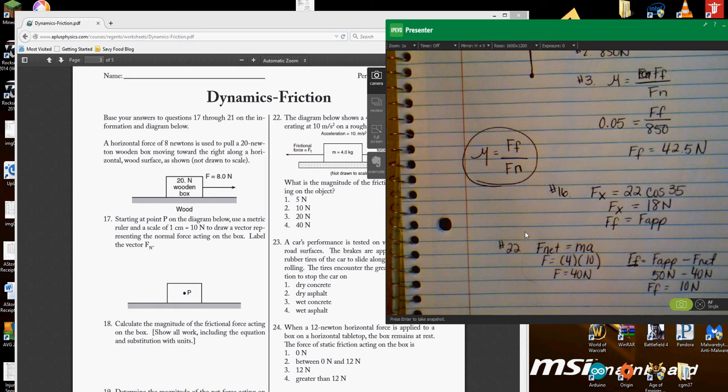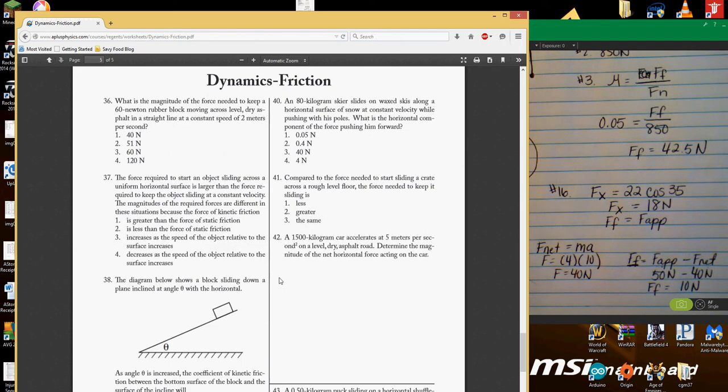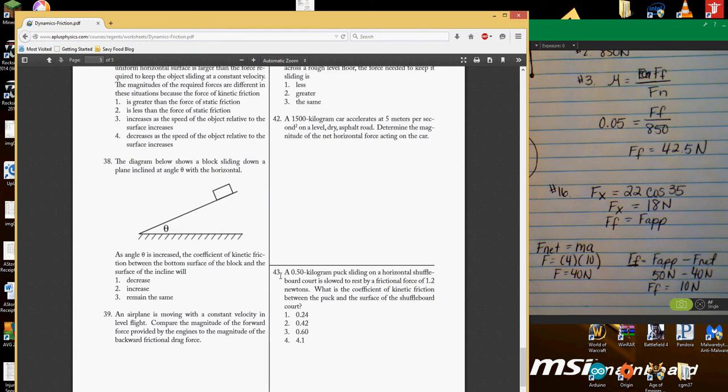Alright, next we're going to do question number 38. Question number 38, the diagram below shows a block sliding down a plane inclined at theta with the horizontal. As angle theta is increased, the coefficient of kinetic friction between the bottom surface of the block and the surface of the incline will... Now, you have to remember what friction is.